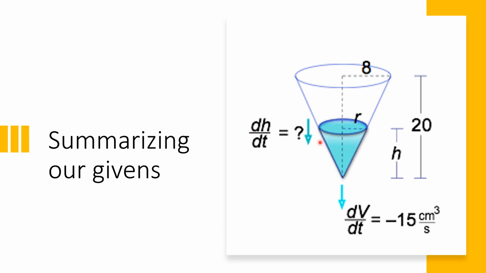So the dH dt will be changing over time. It'll be really slow at first, and it'll speed up as time goes on. It will of course be negative because the height is decreasing as time goes forwards. The height of the water is decreasing as time moves forwards. I also denote here that I have my dV dt as a negative 15 cubic centimeters per second. Again, it's negative because the water is leaving at a constant rate of 15 cubic centimeters per second.